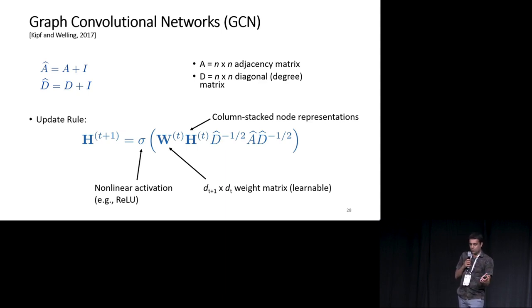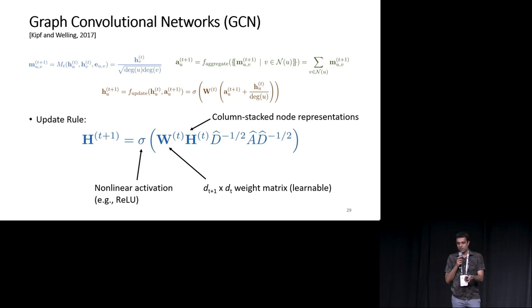You right multiply it by this normalized adjacency matrix, and on the left you have this learnable weight matrix. Then you take this matrix product and apply a nonlinear activation function. One of the keys is that this W matrix has a size that is independent of the number of nodes in your network. So this gives you efficient parameter sharing.